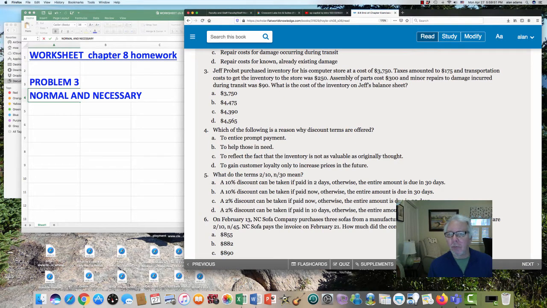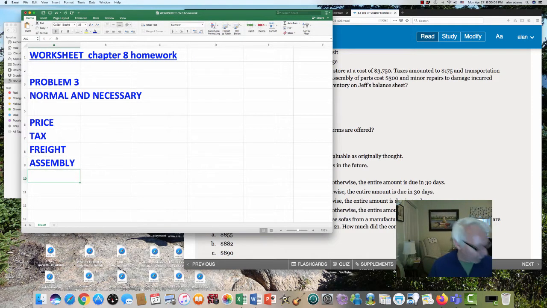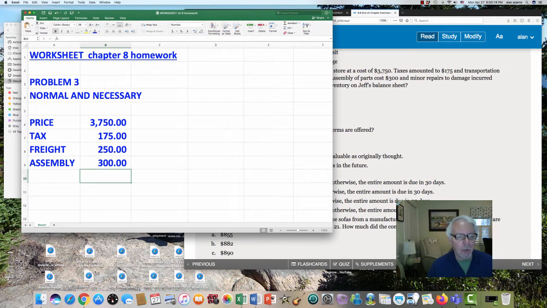The answer, therefore, is going to be, and let's actually write these down for you. This is going to be the price, the purchase price. It's going to be the tax. It's going to be the freight. It's going to be the assembly. Okay, a lot like our bicycle in Chapter 8. And I'm going to take those 4 items just as they've been given to us. Okay, and it looks like the cost was $37.50. Then $175 for taxes, $250 for freight, and $300 for assembly. We are not going to include, okay, I'm going to say over here, exclude repairs. They are not normal, they are not necessary.